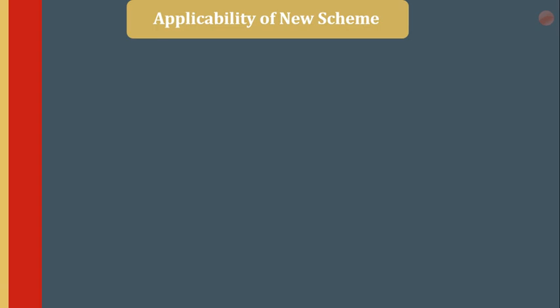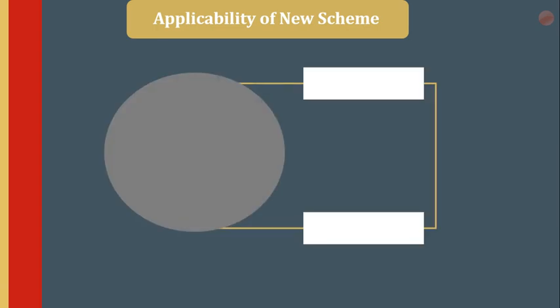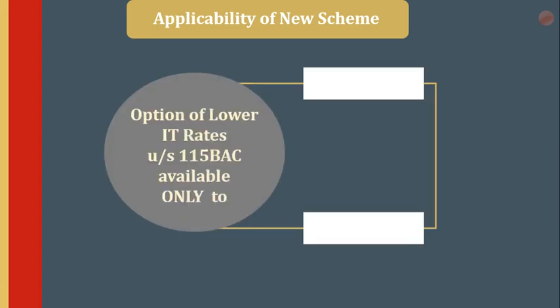So let us see the applicability of the new scheme or new regime of taxation under section 115 BAC, which offers low rates of income tax. This scheme is only applicable to individuals and HUF. It's not applicable to other assessees like firms, etc.